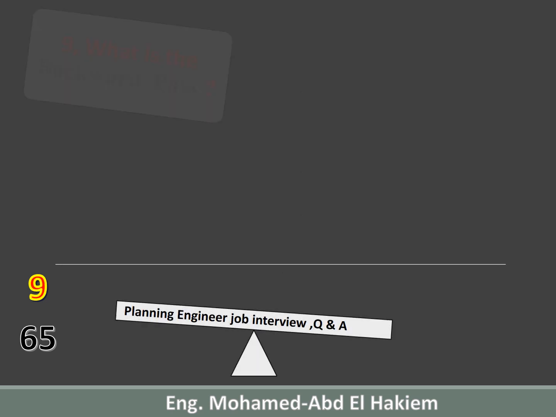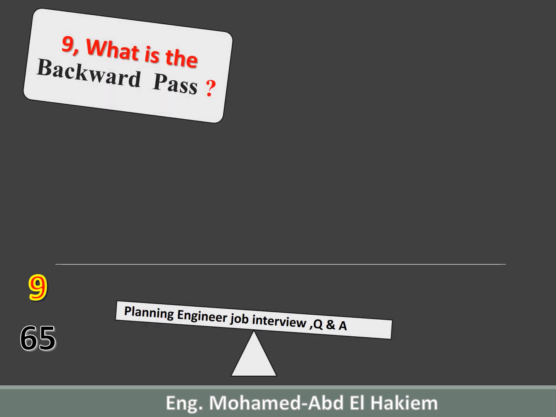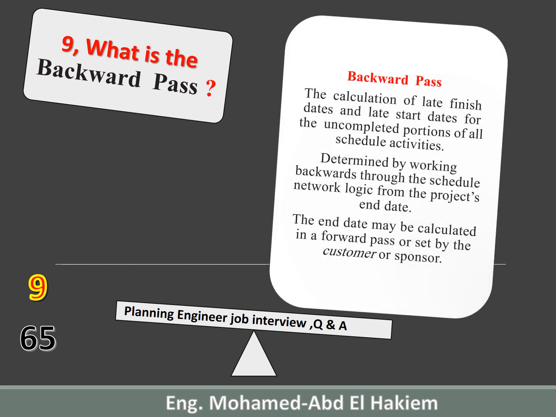9. What is the backward pass? Backward pass is the calculation of late finish dates and late start dates for the uncompleted portions of all schedule activities. It is determined by working backwards through the schedule network logic from the project's end date. The end date may be calculated in a forward pass or set by the customer or sponsor.